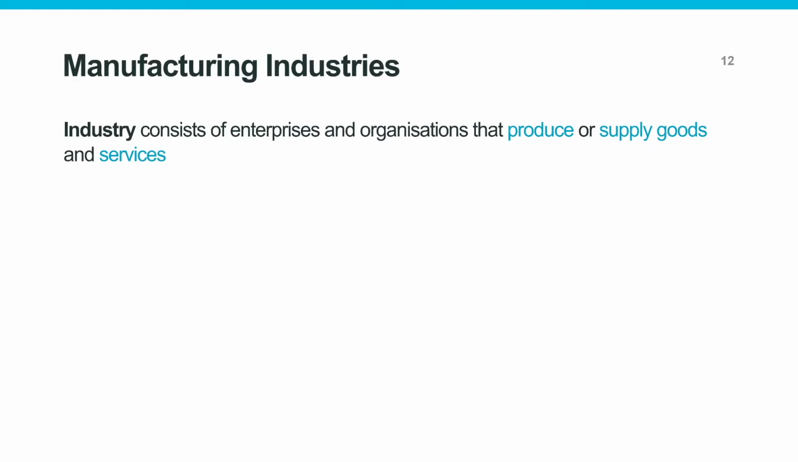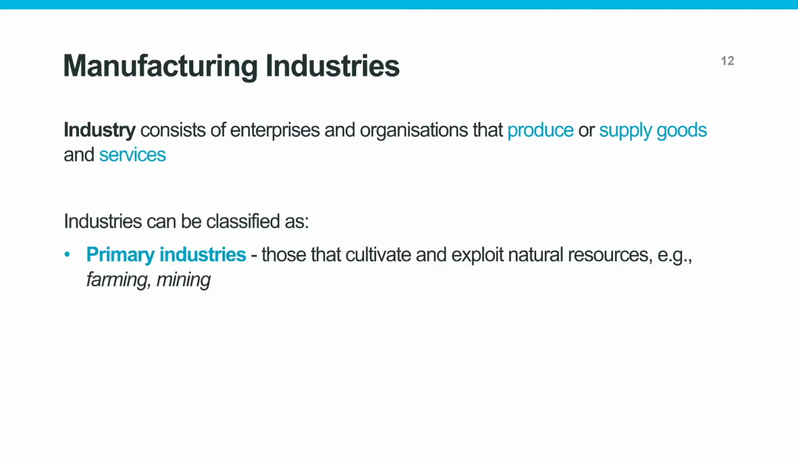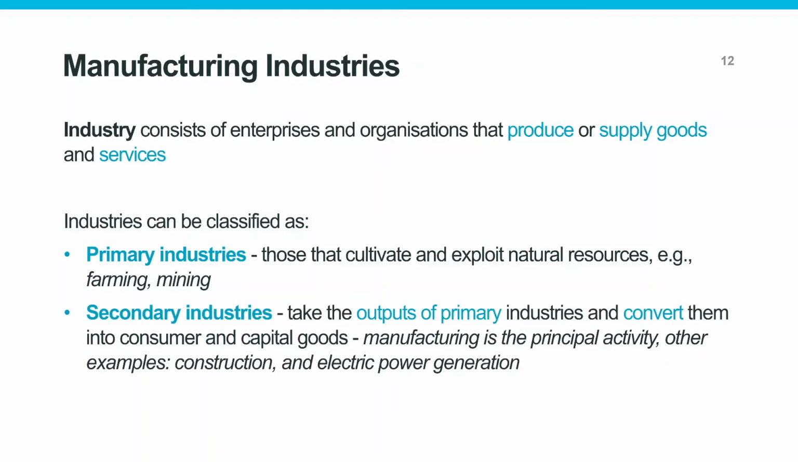Industry consists of enterprises and organizations that produce or supply goods and services. Industries can be classified as primary industries, those that cultivate and exploit natural resources such as farming and mining. Secondary industries basically take the output of the primary industries and convert them into consumer and capital goods.